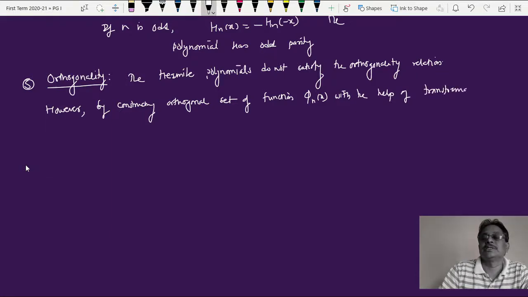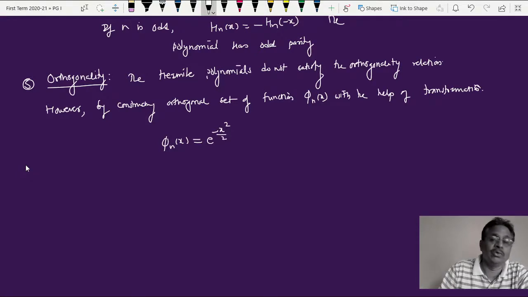I am just giving it as it is written in the textbook, no need to discuss much more about this. But those who want some more explanation of what orthogonality is and why it is not valid here, can go for some standard reference book like RFKN or anything else. For PG students I am talking, you can go for that. So the transformation used here is that phi n of x is obtained by taking the product of e raised to minus x square upon 2 into your Hermite polynomial hn of x. So from h0 of x I can get phi 0 of x, from h1 of x I can get phi 1 of x, from h2 of x I can get phi 2 of x, and so on.